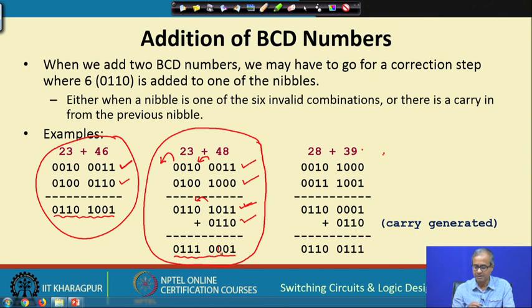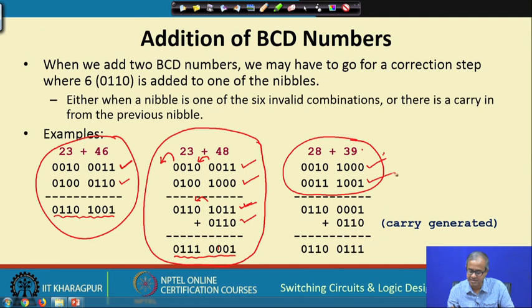Now, take another example, let us say 28 plus 39. This is 28, this is 39. Let us do the addition again: 0 and 1 is 1, 0 and 0, 0 and 0, 1 and 1 is 0 with a carry of 1. You see now there is a carry coming from here to here. This 1 and 1 is 0 with a carry of 1, 1, 1, 1 is 1 with a carry of 1, 1, 0, 0 is 1, 0. So, after addition the nibbles are both valid, 0110 and 1000, but there was a carry from the first nibble to the second. So, you add a correction step 6 here. After addition this will become this, which is 67, 28 plus 39 is 67.